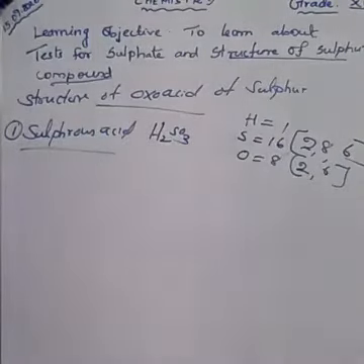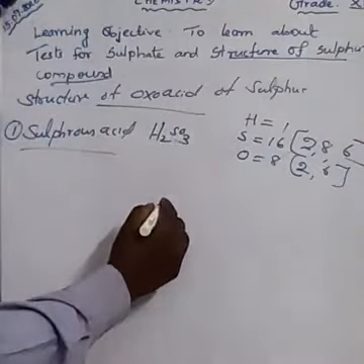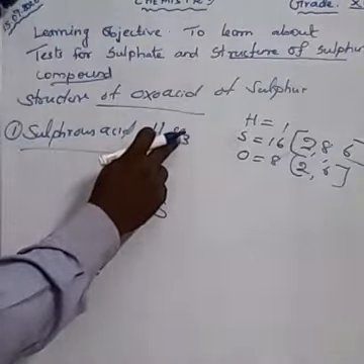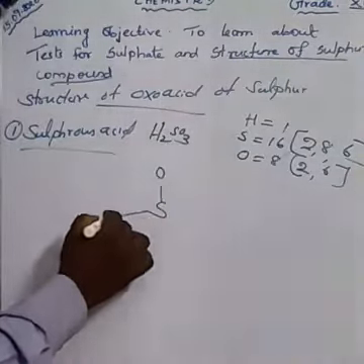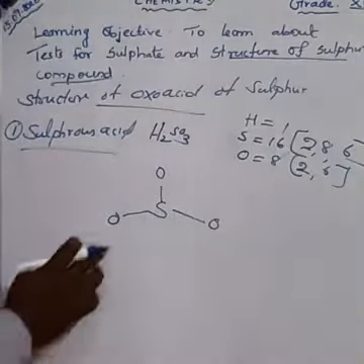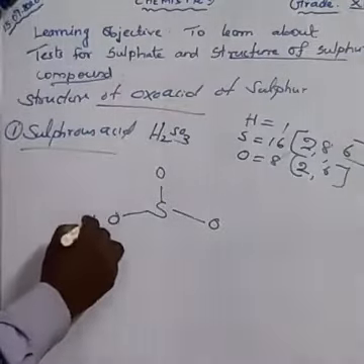Okay. To draw the structure, you should write the elements. The sulfur atom is the center. How much oxygen is there? 3 oxygen. Make it 3 oxygen: 1, 2, 3. And also how much hydrogen is there? Only 2 hydrogen. So hydrogen.